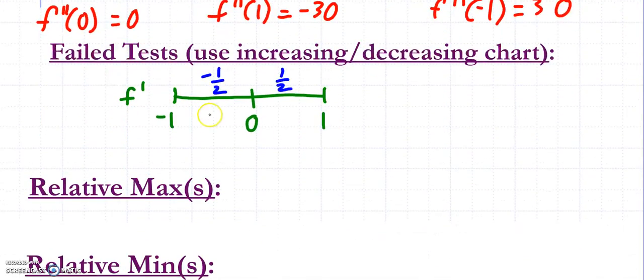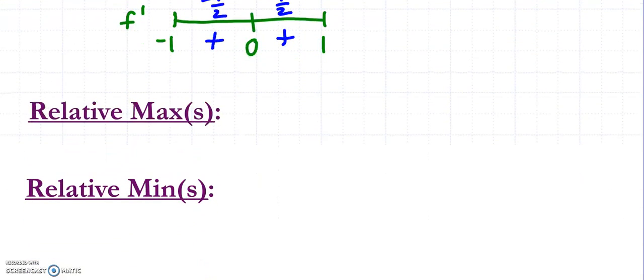So I know that this is going to be positive and this is going to be positive. So therefore, 0 is not a relative minimum or a maximum. Okay. Now let's answer our problem using our derivative speak, but our derivative speak is going to change slightly here because we used the second derivative test.